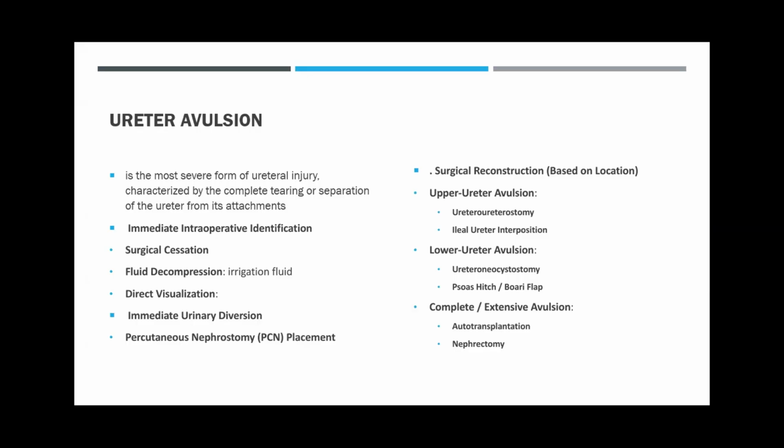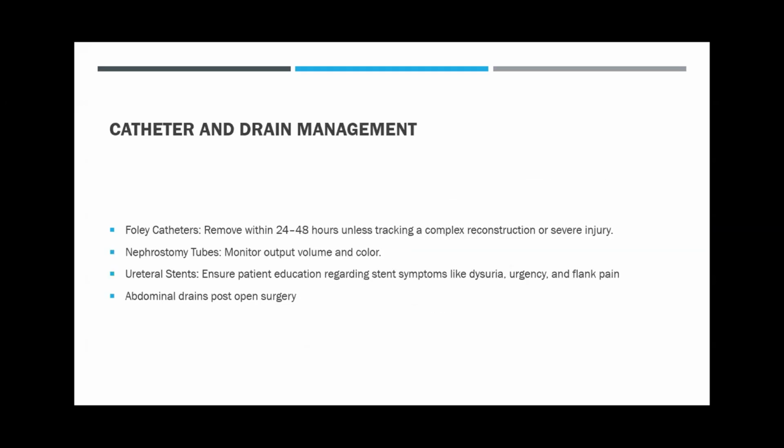And if it is in the upper ureter, we can do ureterostomy or ileal interposition. And if it's in the lower ureter, we can do ureteroneocystostomy or Psoas hitch or Boari flap. And if it's a complete or extensive avulsion that can't be repaired with the upper options, we can do autotransplantation, and we can do nephrectomy as the final resort.